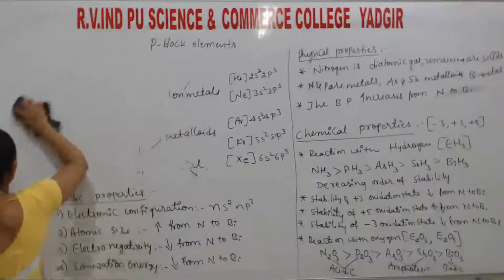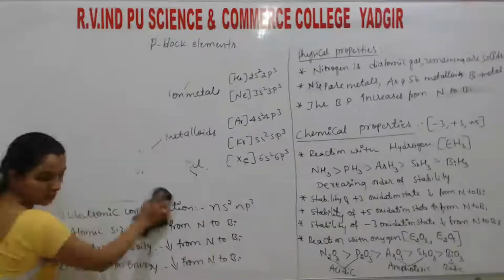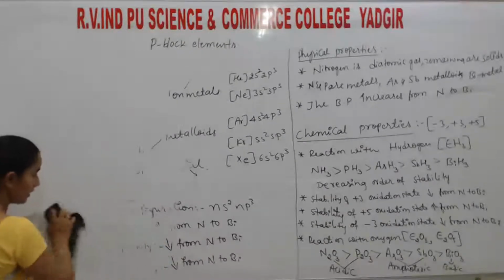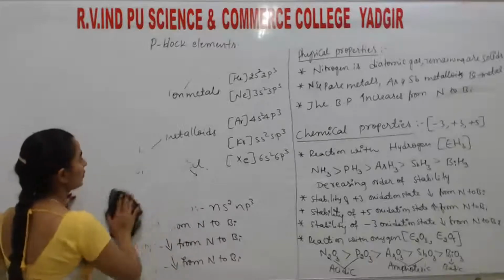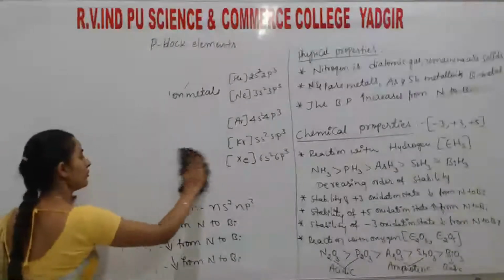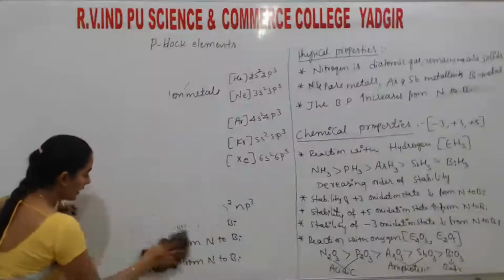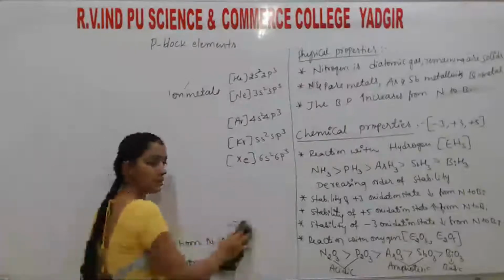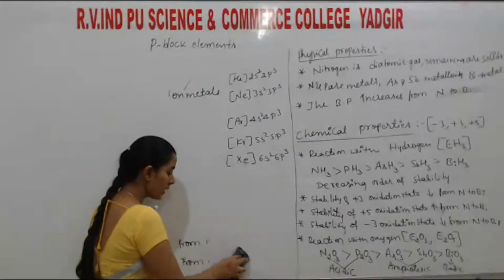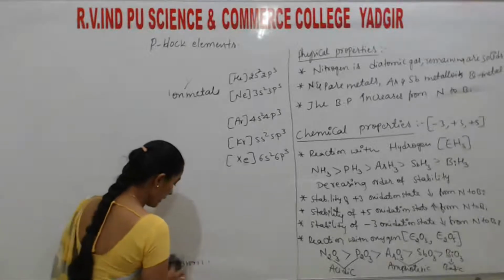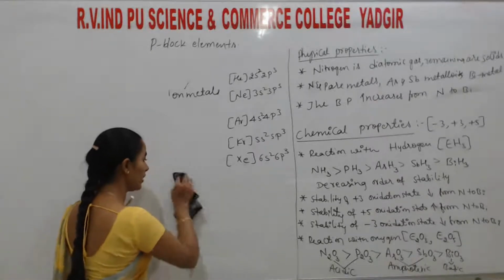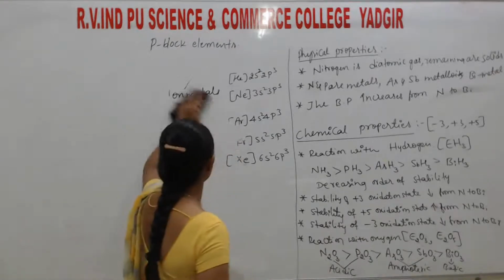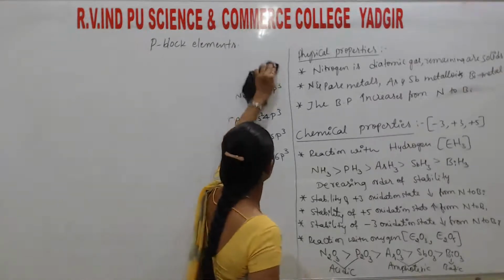Remember students, another one: I can easily say the anomalous behavior. Every first element in the group, in the 13th group, boron is there, in the 14th group the first element is carbon, in the 15th group the first element is nitrogen, in the 16th group the first element is oxygen, as well as helium or neon. So these all exhibit some different behavior with respect to the other elements of the group. Okay, I'll explain.